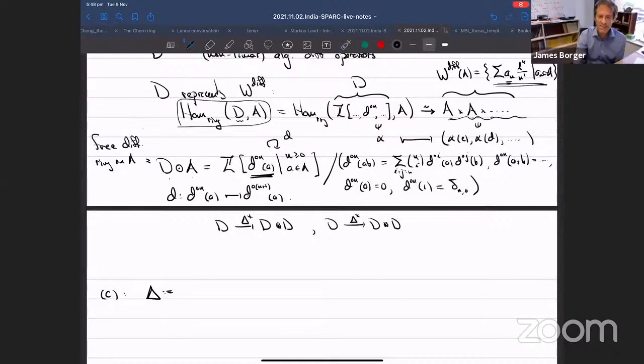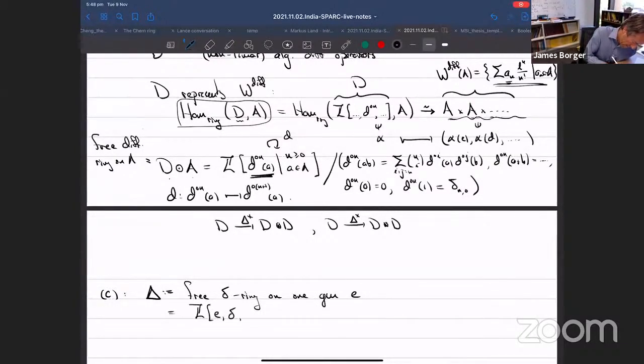Okay, I'm a little concerned that I'm making this sound a little more complicated than it is. Okay, let me continue. So we just define now delta to be the free delta ring, instead of differential ring, on one generator, which we again call E. Of course, E is the same thing, just notation, the zeroth iterate of delta.